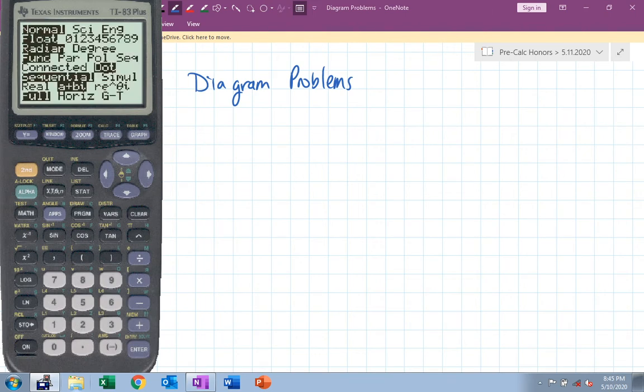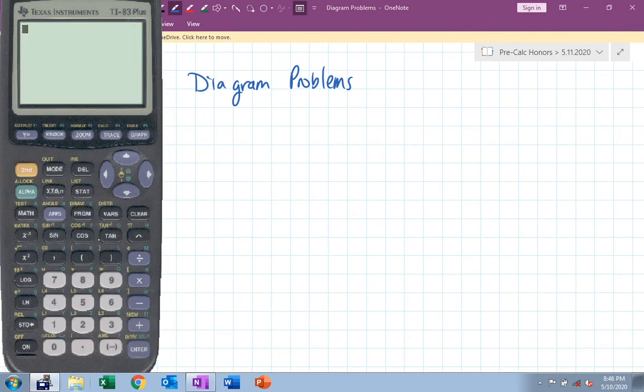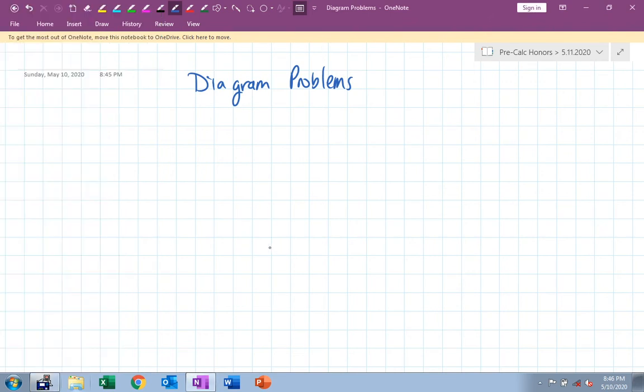You hit mode and look at radian is highlighted, and I don't want that, so I'm going to come over and hit degree because that's what I want. If you have a calculator that doesn't look like this, just make sure your calculator says DEG or it has a D symbol and not an R or RAD. Okay. So be in degrees.